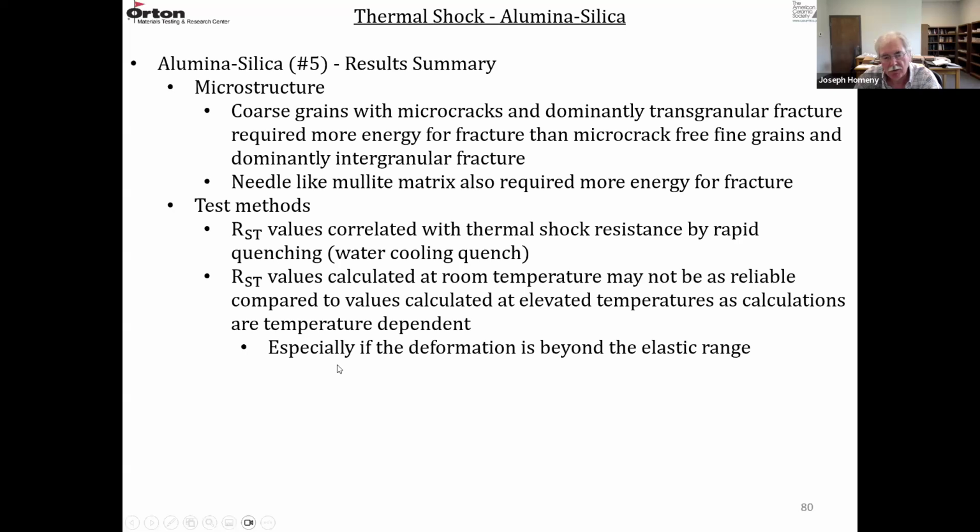Actually, if I were modifying microstructures for thermal shock resistance, I would measure the appropriate properties such as modulus, strength, work of fracture over the entire temperature range.